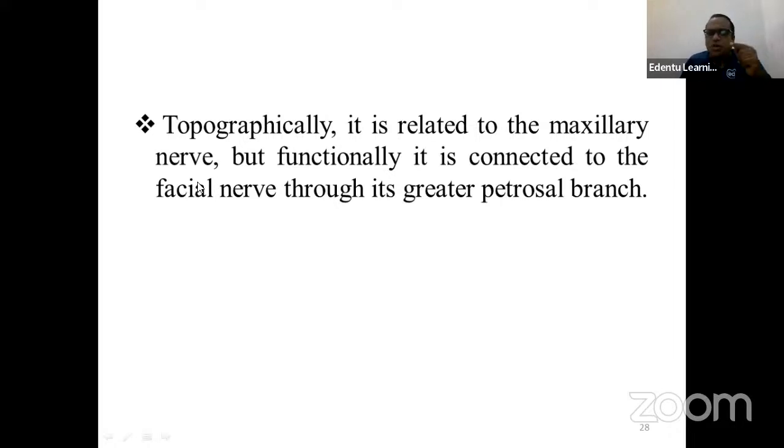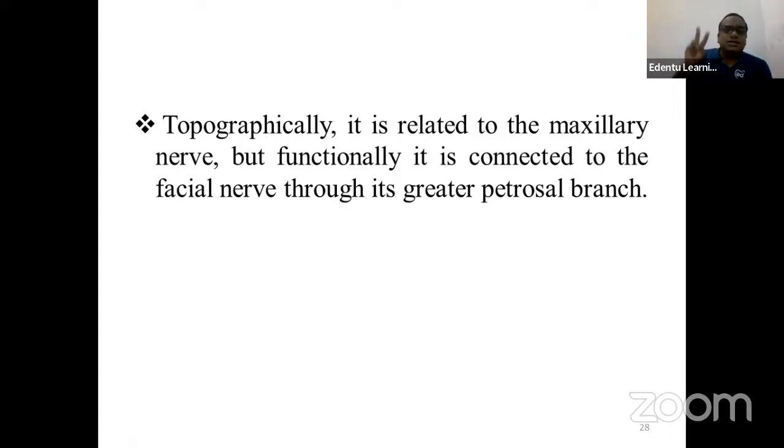So this ganglion, when you see the diagram, it will be very near to the maxillary nerve. It is only near. But functionally, the major function will be through the facial nerve, the 7th cranial nerve, through its greater petrosal branch. The greater petrosal branch is a branch from the first part of the facial nerve. So topographically, this ganglion will be near the maxillary nerve.